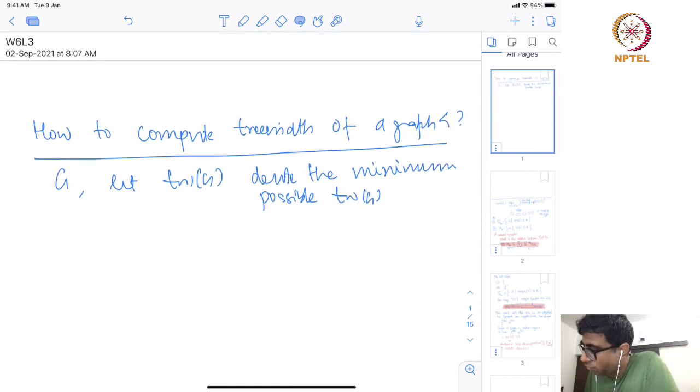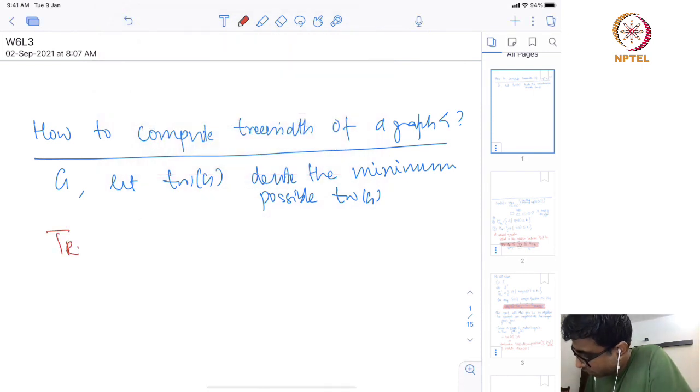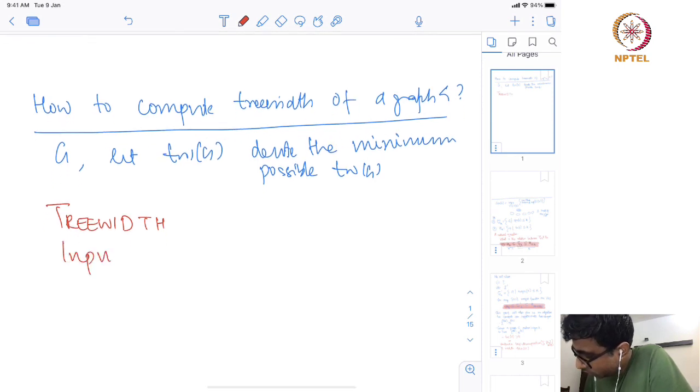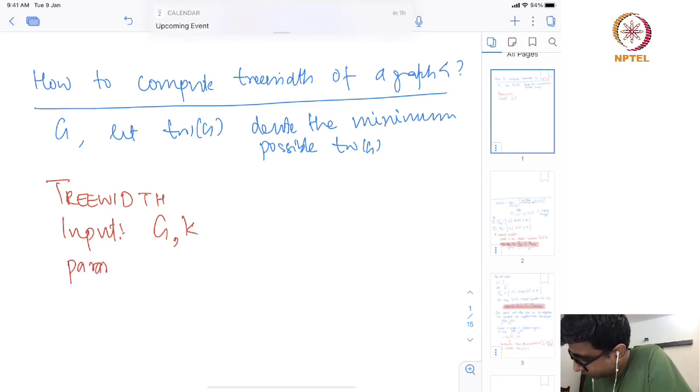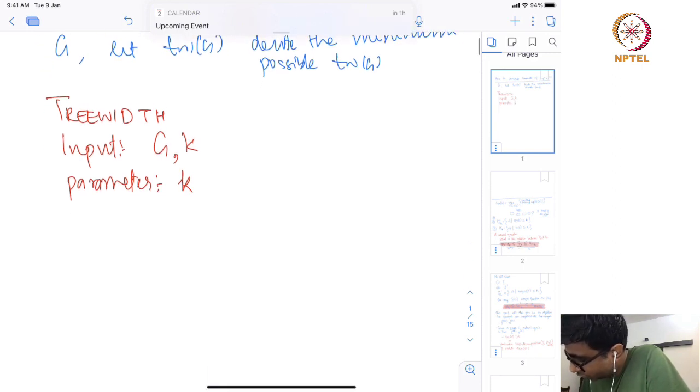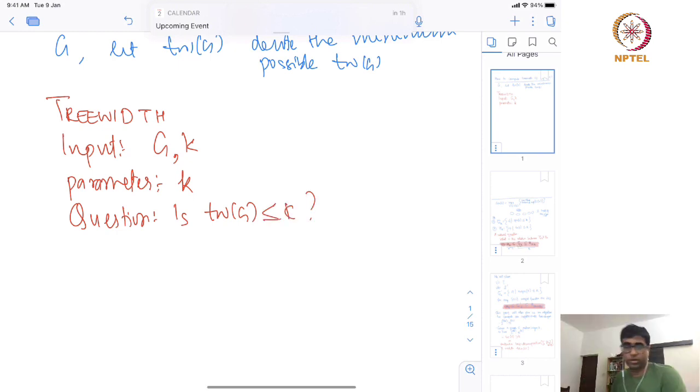So what are the two questions we could ask? We could ask the decision version of the problem. The input is G and K, my parameter is K, and the question is: is the tree width of G at most K?